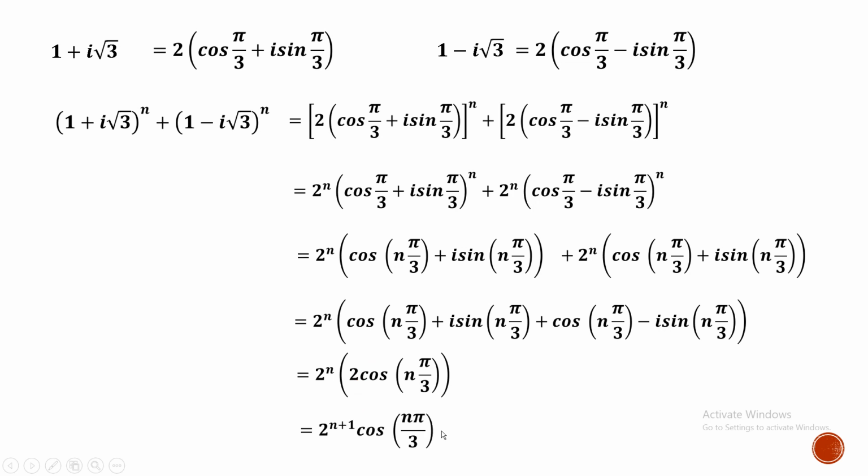So it's very simple. Now we have simplified the problem. The same way we can do so many sums. Just try the same sum with a small change, 1 plus i root 3 the whole power n minus 1 minus i root 3 the whole power n, and check the result. Moreover, try to solve many problems from your textbook.